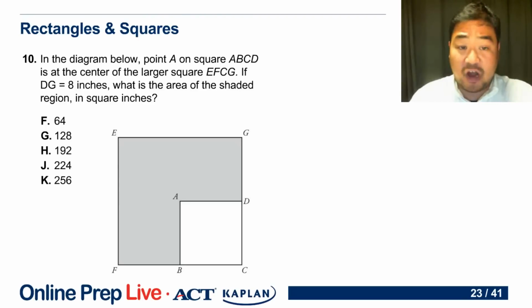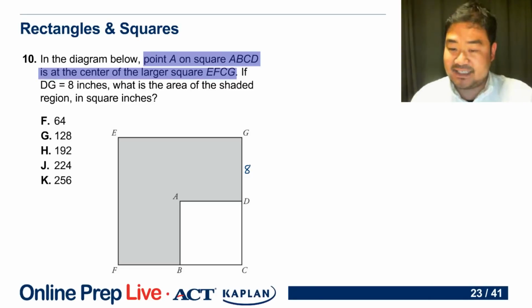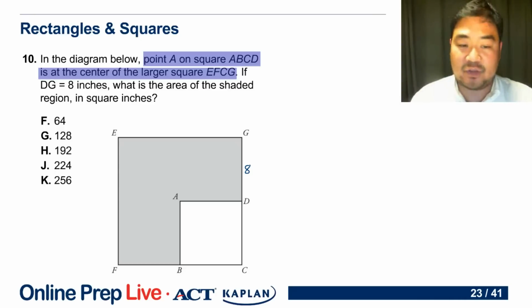So let's start with what we know for sure. We know that DG is equal to 8, so we can fill that in. But also, here's the thing. You might at first think, well, that's all they gave us, right? There are no other numbers here. But it says point A on square ABCD is at the center of the larger square. Type this into the chat. What do you know about those sides then?